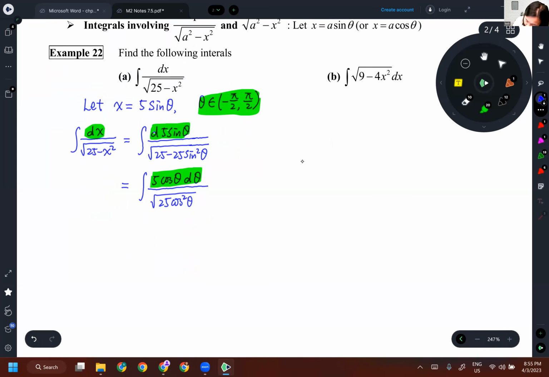Okay, now my next step is the only time that you're using the principal value, because when I take the square root, I need to decide, should I take the positive root or the negative root? And in this case, I should take the positive root.